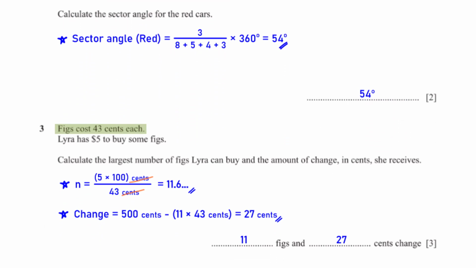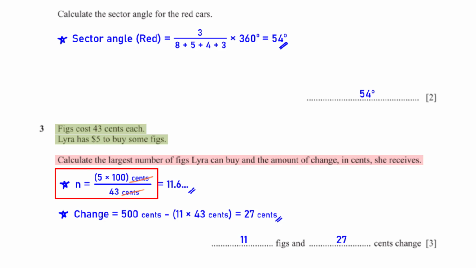Figs cost 43 cents each. Lyra has $5 to buy some figs. Calculate the largest number of figs Lyra can buy and the amount of change in cents she receives. To get the number of figs Lyra can buy, we divide the amount she has, which is $5, by the cost of one fig, which is 43 cents.